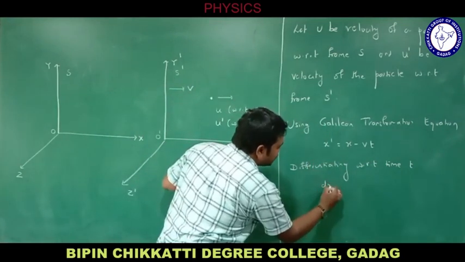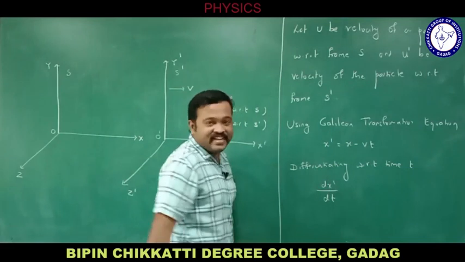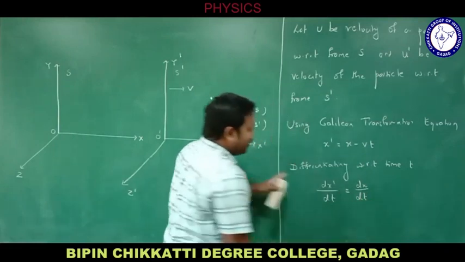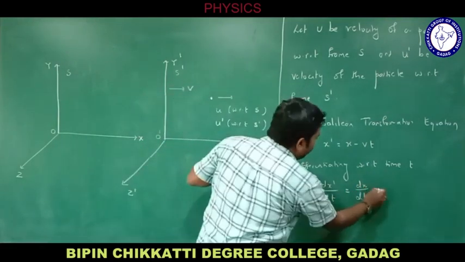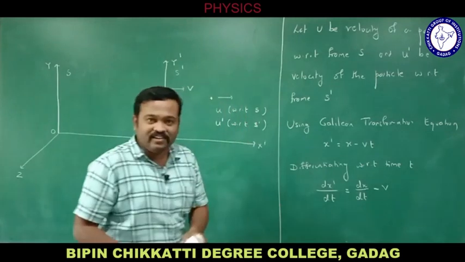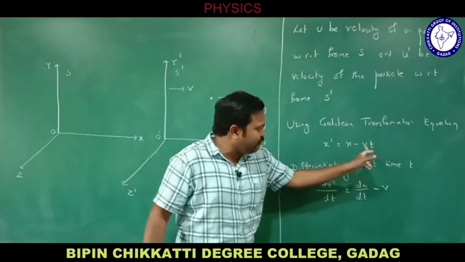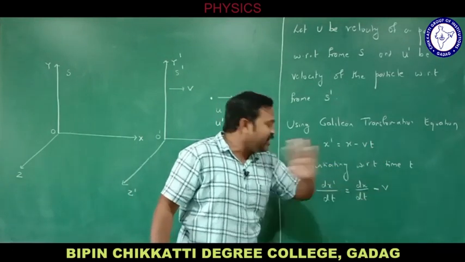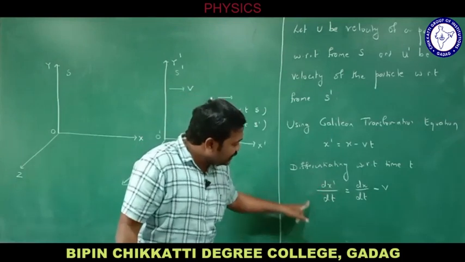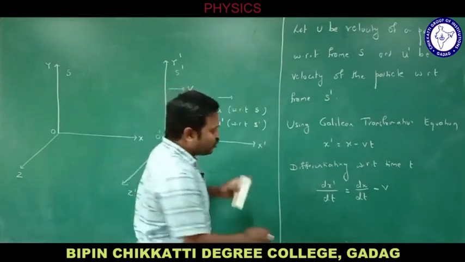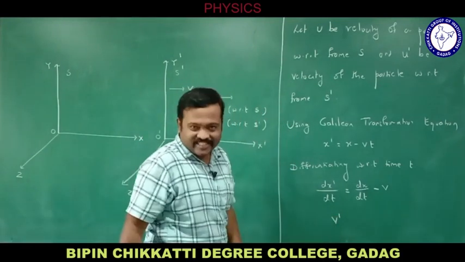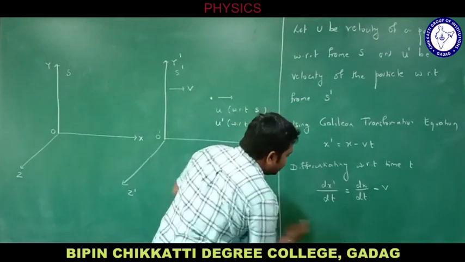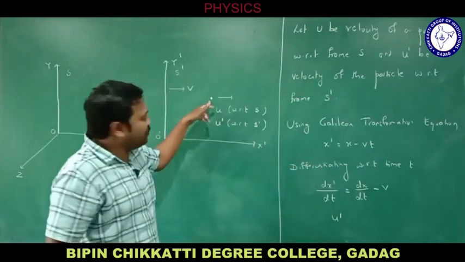Differentiating, dx dash divided by dt is equal to dx divided by dt minus the differentiation of vt. The differentiation of vt with respect to t is v, and since it is minus vt, I have taken it as minus v. Now, what is dx by dt? dx by dt is nothing but v dash, because it is the velocity with respect to frame S dash. Sorry, not v dash, it is u dash, because it is the velocity of a particle.